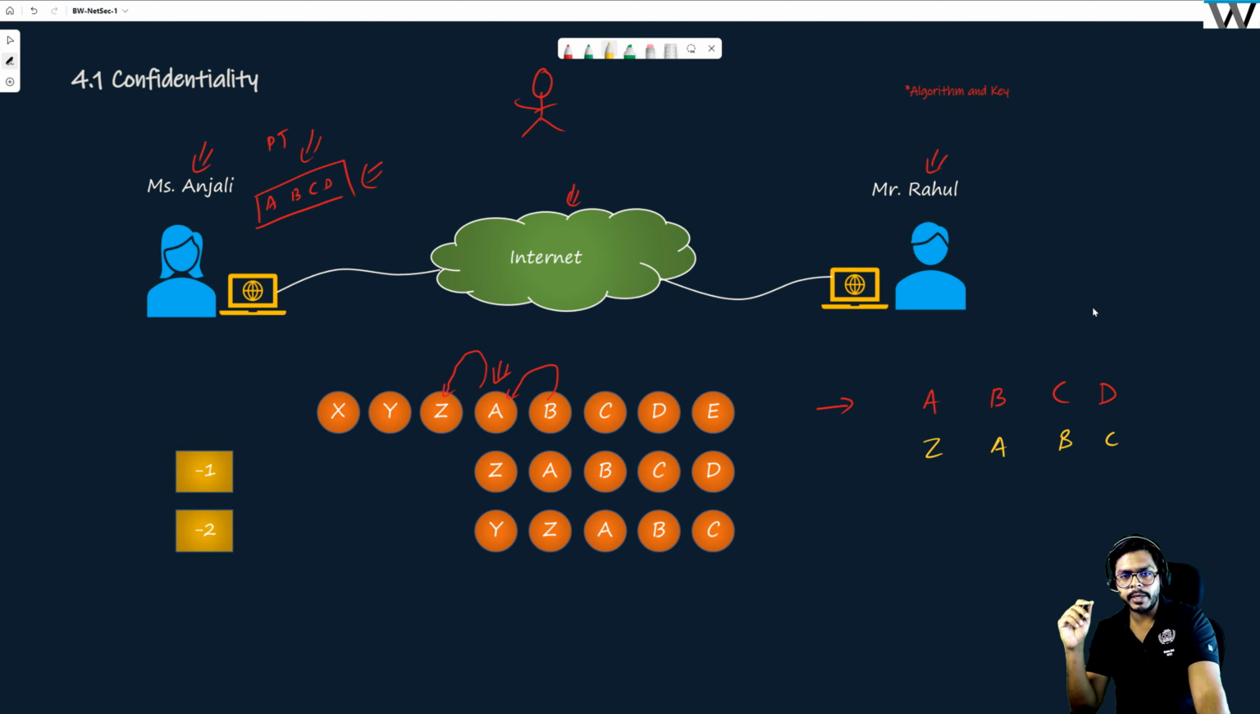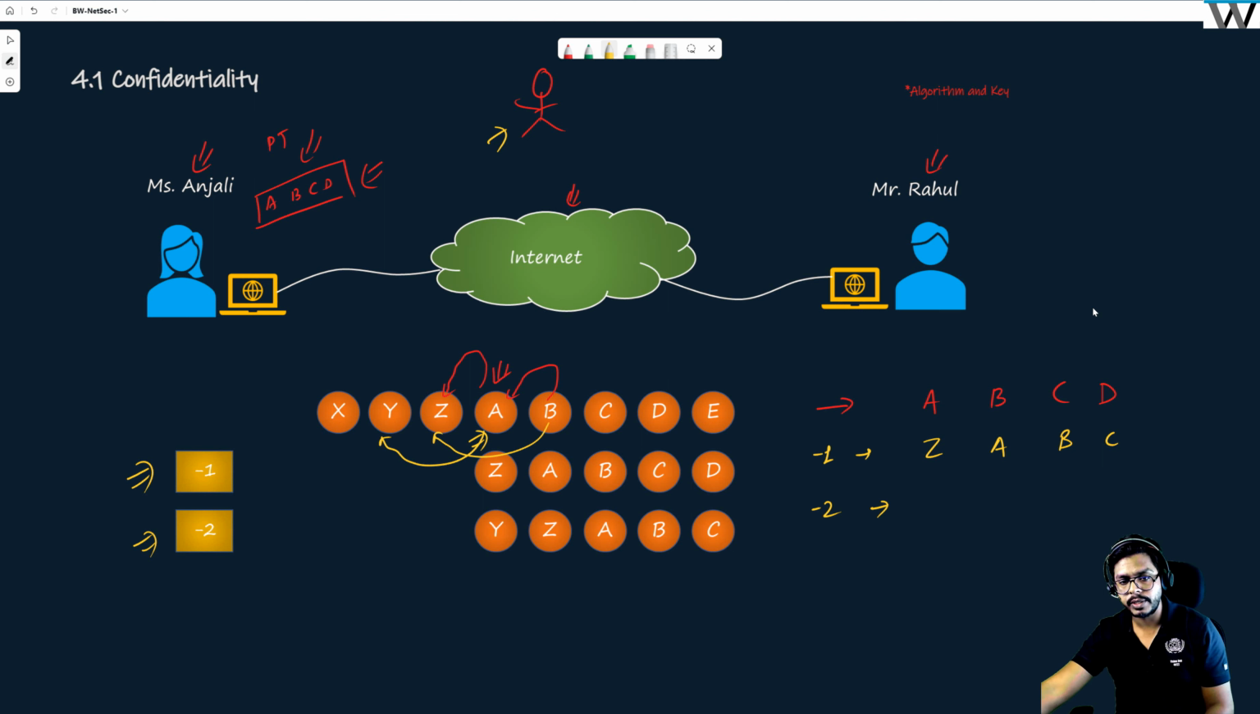Simple, right? But you must be thinking, Vishnu, this is very, very simple. This guy can read it. Absolutely he can, because he can easily figure out what Anjali is doing. But if I increase the complexity, what is going to happen? Suppose this time Anjali is not saying minus one. What is the meaning of minus one? It means Anjali is going one position left. If I say minus two, now Anjali is going two positions left. It means instead of writing A, she is going to write Y. Instead of writing B, she is going to write Z, and so on. If she chooses minus one, this is going to be the message. If she chooses minus two, the message is going to be Y, Z, A, B. It is as simple as that.